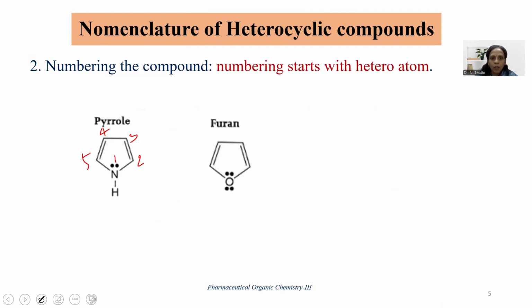Now when it comes to furan, furan is a 5-membered ring having oxygen as heteroatom. Here also we have to start numbering from the heteroatom, that is oxygen. So oxygen gets the first number, then 2, 3, 4 and 5 for the rest of the carbons. Similarly, thiophene is a 5-membered unsaturated ring having sulfur as heteroatom. Sulfur will be given the first number, then 2, 3, 4 and 5 for the rest of the carbons. So this is how, when it comes to heterocyclic compounds, numbering always starts from the heteroatom, and we follow the sequence so that the rest of the ring atoms are numbered accordingly.